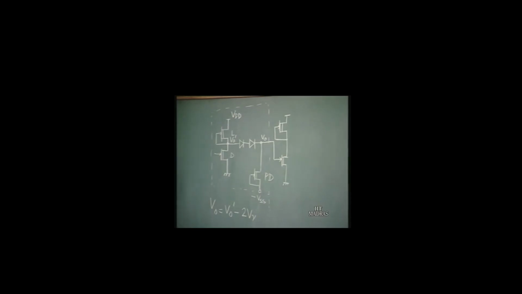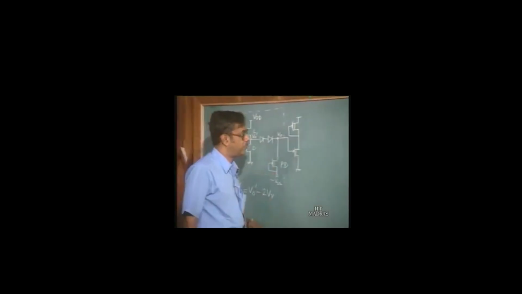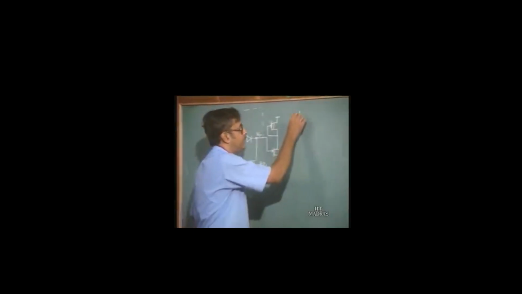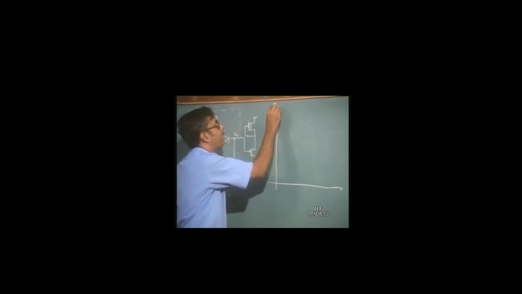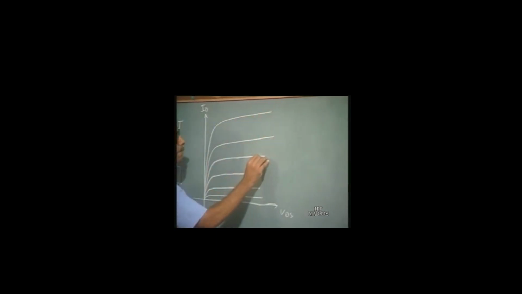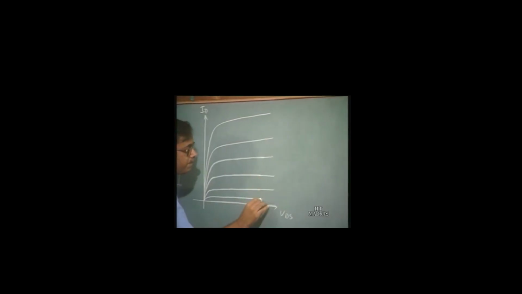Now, how to find out the input output characteristics of this inverter? Again we follow the same procedure, that is we can do it graphically by drawing the output characteristics of the driver device. So we draw ID versus VDS for the driver device, and then we have to draw the load line, as usual, to find out the input output characteristics. Now, let this be the characteristics of the driver transistor.